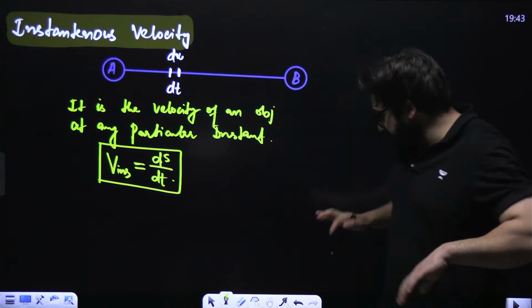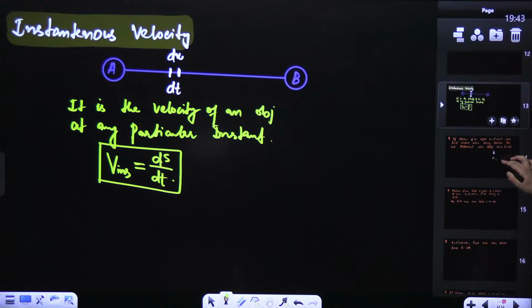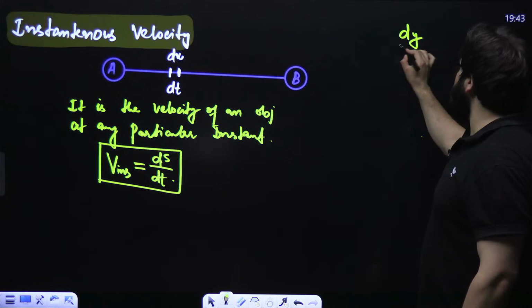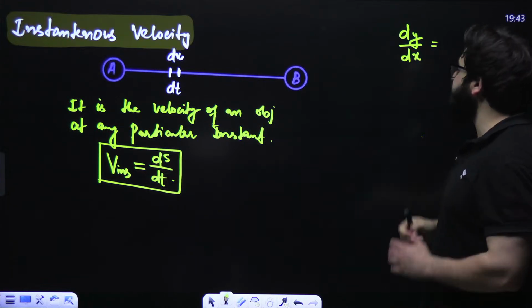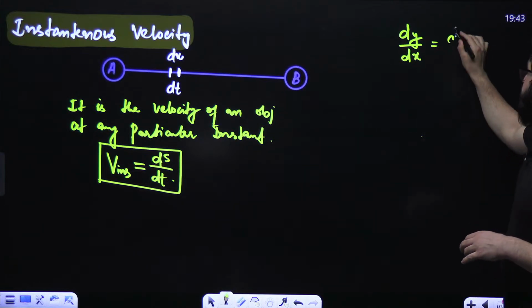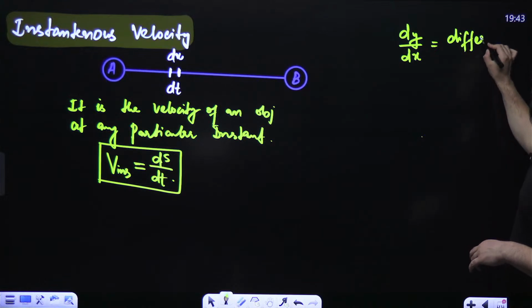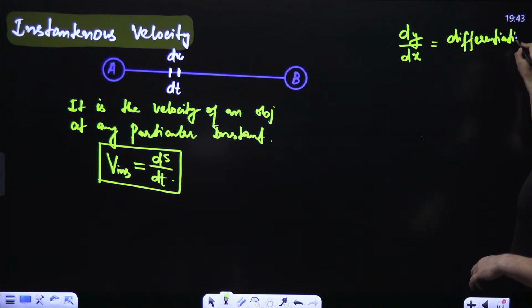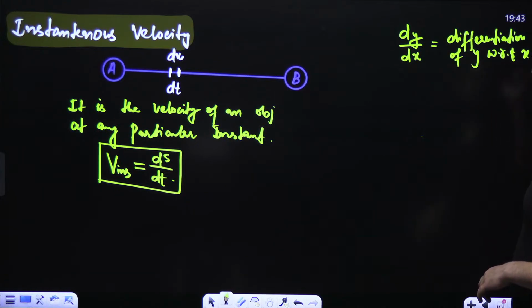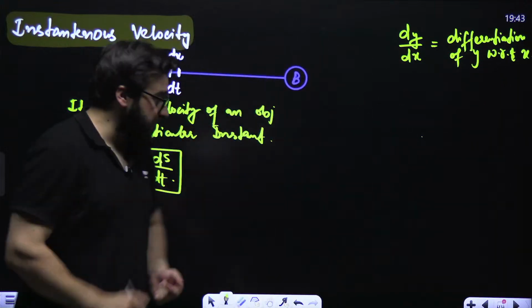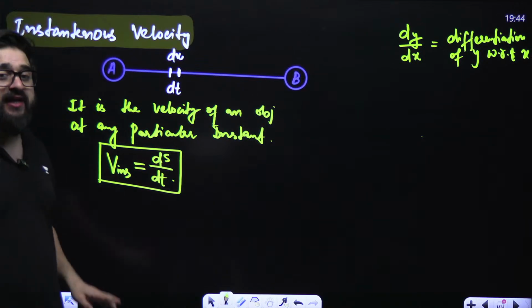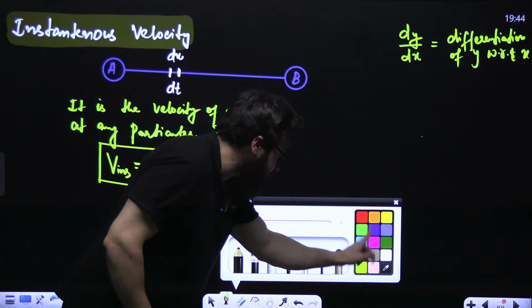Okay. Now guys, we have some questions. Like previously I have told you what is dy by dx? Dy by dx is small change in y upon small change in x, or we say differentiation of y with respect to x. So simply from now onwards, you'll remember that if displacement is given and they ask you to find the instantaneous velocity, what will you do? You will do differentiation.